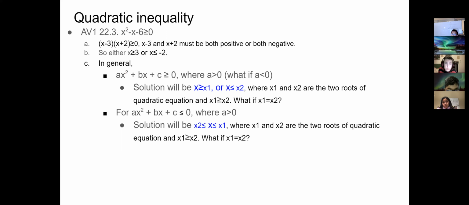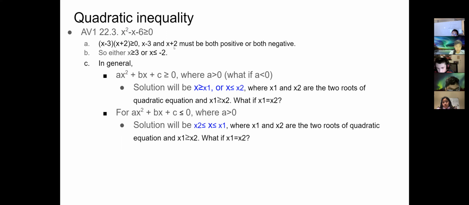So this is why x must be greater than 3, or if both of them need to be negative, then x must be less than 3, and x must be less than what?